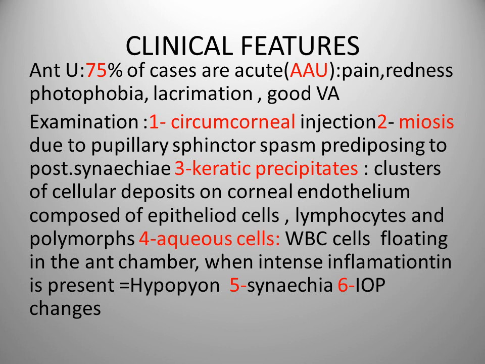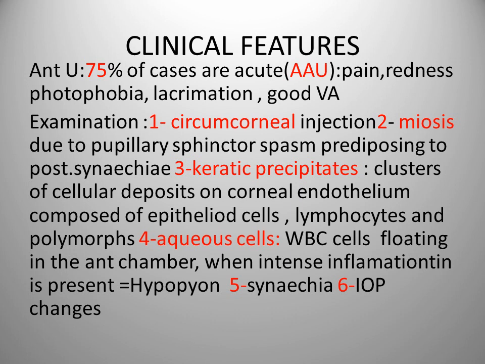Now the clinical features. For anterior uveitis, which represents 75% of cases, the acute anterior uveitis is easy to diagnose because of the severity of symptoms, so the patient will seek medical attention early. The patient will have painful red eye, photophobia, lacrimation, despite having good vision. When we examine the visual acuity we find it 6 over 6, despite the presence of inflammatory cells in the anterior chamber, with the associated findings.